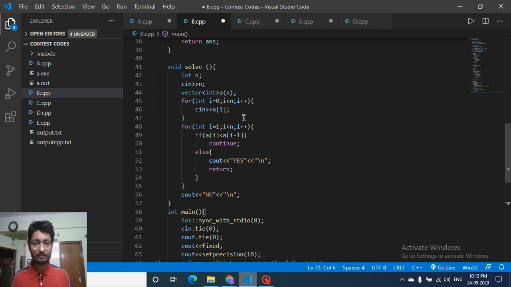But if this whole condition is not fulfilled, then only the answer is no, which means that the whole array is strictly decreasing. You can check that in many ways in code, but the simplest explanation is this. I hope you get my point.